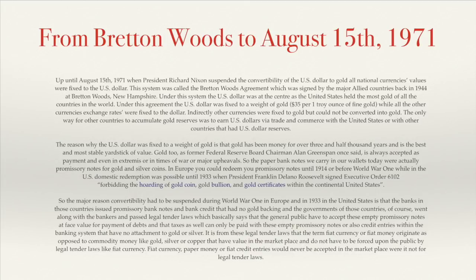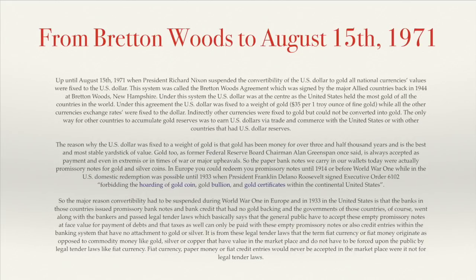Under this agreement, the US dollar was fixed to a weight of gold, $35 per 1 troy ounce of fine gold, while all the other currencies' exchange rates were fixed to the dollar. Indirectly, other currencies were fixed to gold but could not be converted into gold. The only way for other countries to accumulate gold reserves was to earn US dollars via trade and commerce with the United States or with other countries that had US dollar reserves.